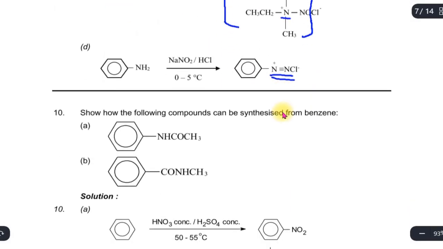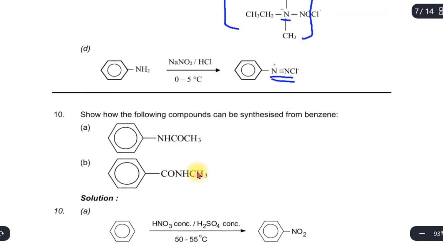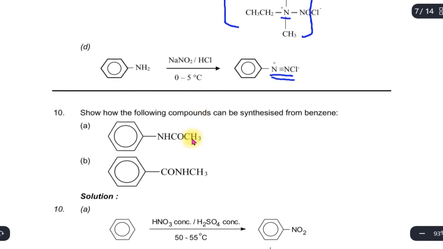Now we look at question number 10. Show how the following compound can be synthesized from benzene ring, meaning that the starting point is benzene ring. From benzene ring, we need to form carboxamide. So in this case, benzene ring will form an amine compound. The first thought I would have is nitration. Benzene ring can react with concentrated sulfuric acid and concentrated nitric acid at 50 to 55 degrees Celsius. This happens on the benzene ring and forms a nitro compound.